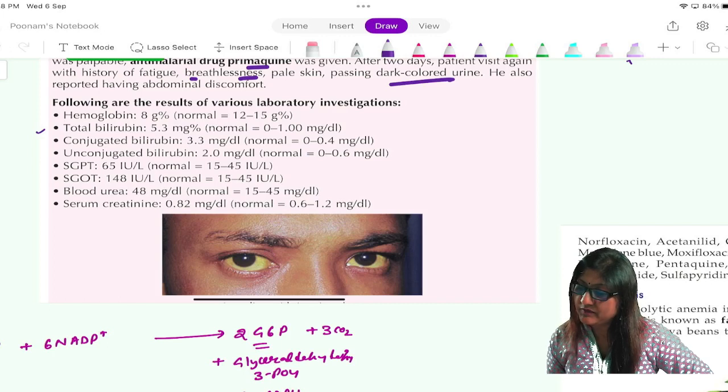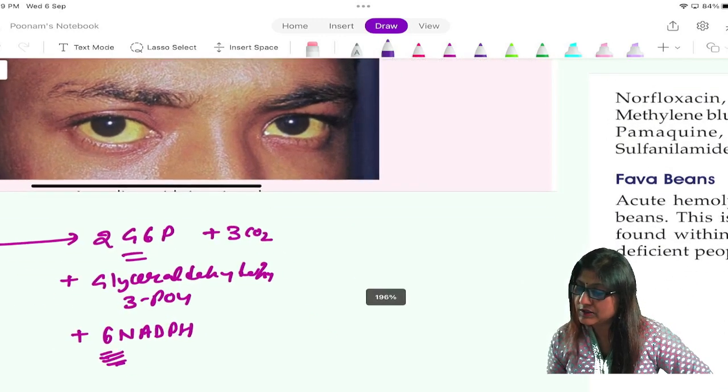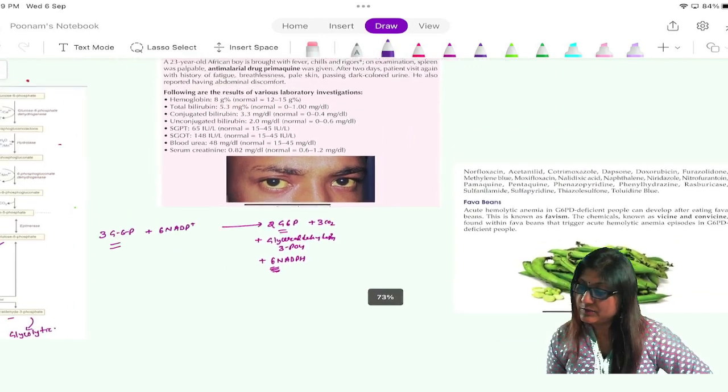and blood investigation when done showed total bilirubin as 5.3 mg%. Hemoglobin was also low. Conjugated bilirubin was 3.3, unconjugated was 2 mg/dL. So this was the sort of picture of hemolytic jaundice. You can see the icteric sclera of this patient.